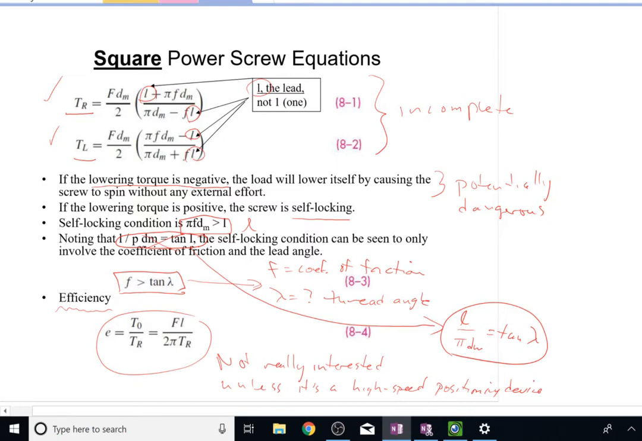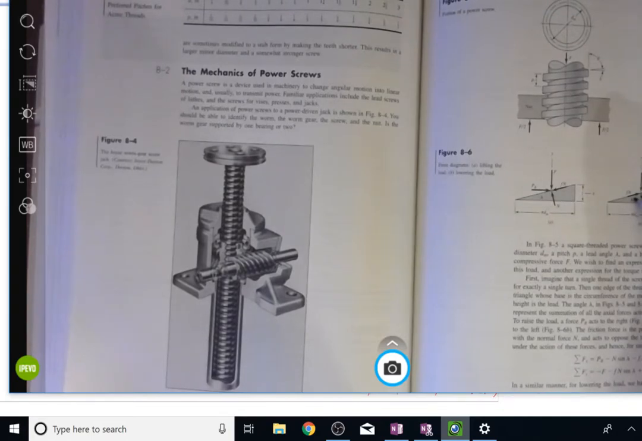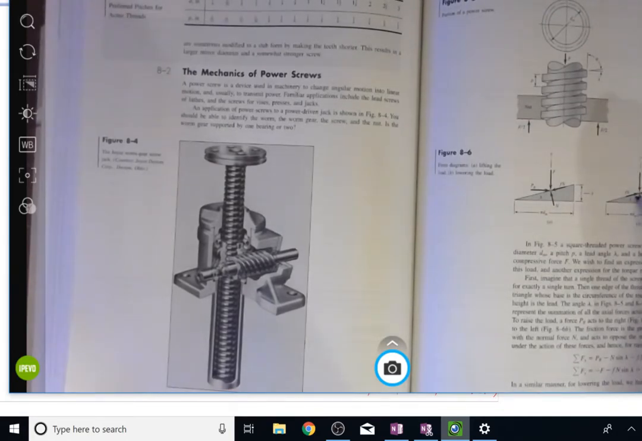And for that, we can go back to this, and you can see lambda is identified right here in figure 8.6.